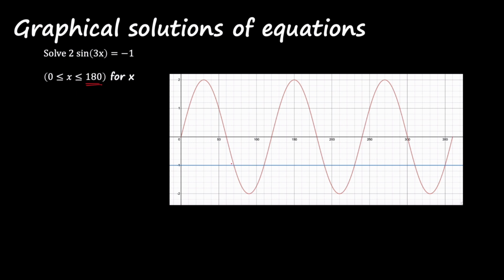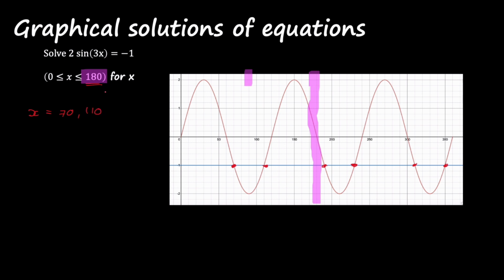Well, look, we've got this line for -1, there, there, there, there, there, and there, right? So what's our final answer going to be? Well, like I said, it's only between here and 180 degrees. So we're going to have to split this graph at 180 degrees right here. We're only interested in these 2 values. So x is going to be equal to 70 and 110.